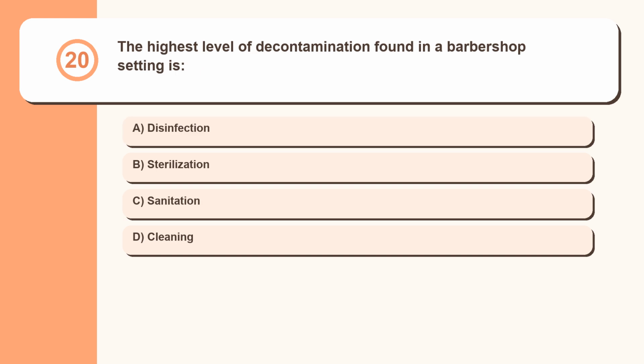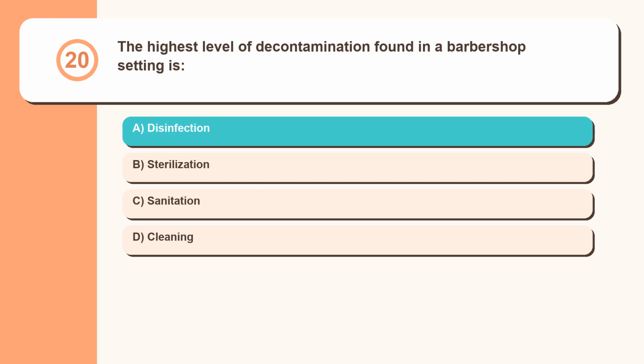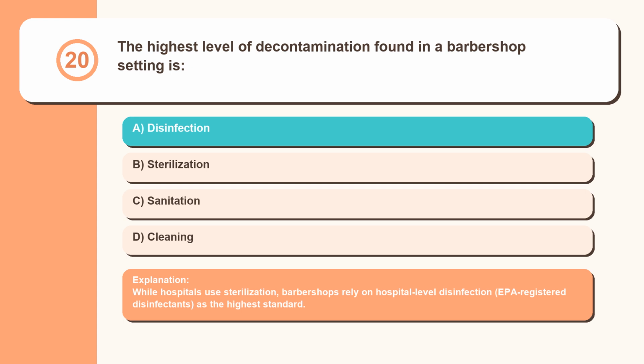Question 20. The highest level of decontamination found in a barbershop setting is disinfection, sterilization, sanitation, cleaning. While hospitals use sterilization, barbershops rely on hospital-level disinfection, EPA-registered disinfectants, as the highest standard.